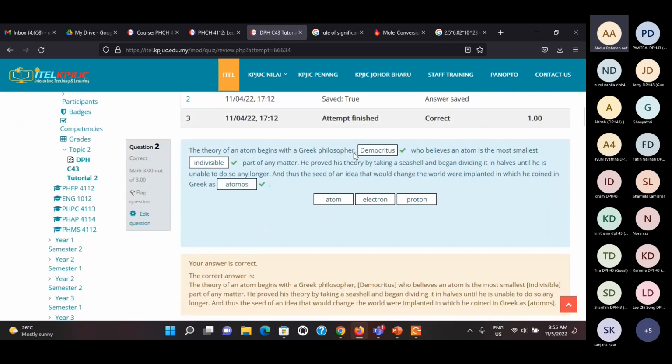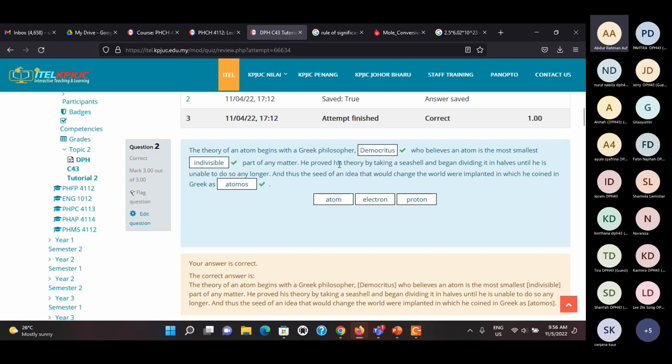Question number 2. So you have to fill in the blanks. This is the story of how Democritus developed basically the seed of an idea to the atomic structure. So the theory of an atom begins with a Greek philosopher called Democritus. He believes an atom is the smallest indivisible part of any matter. So Democritus percaya atom tu adalah sesuatu yang paling kecil yang tidak boleh lagi dibelah dah.